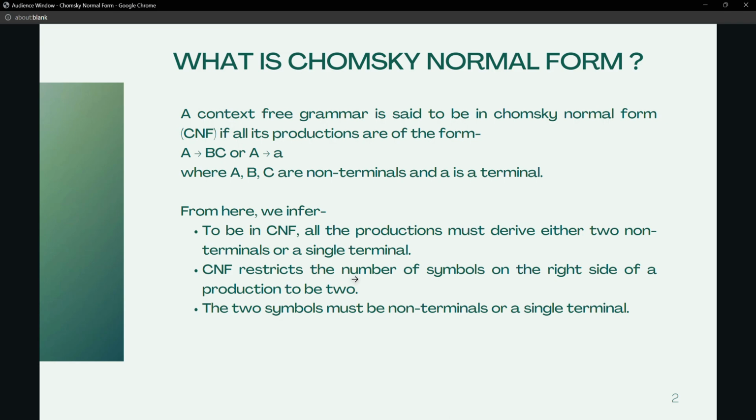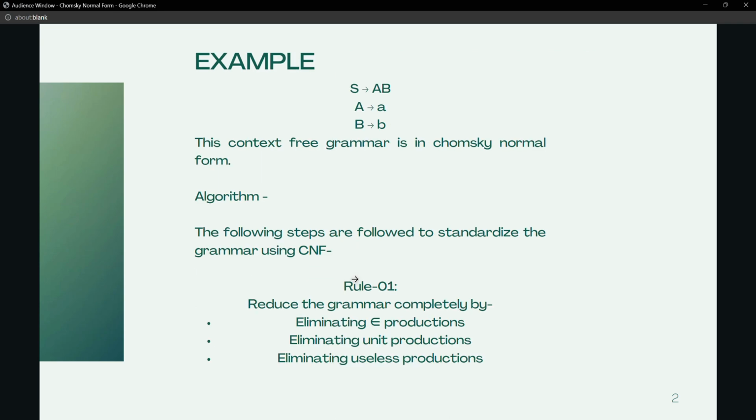From this above definition, I can infer that to be in CNF, all the productions must derive either two non-terminals or one single terminal. CNF restricts the number of symbols on the right side of a production to be two. The two symbols must be non-terminals or a single terminal. We can see this example. Here, the given context-free grammar is S gives AB, A gives a and B gives letter b. This context-free grammar is in Chomsky normal form.